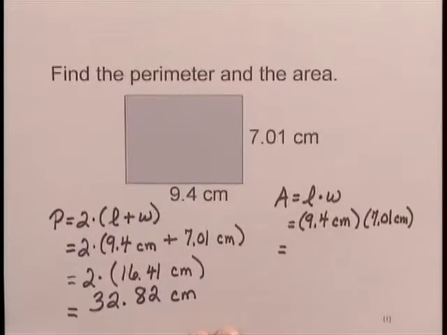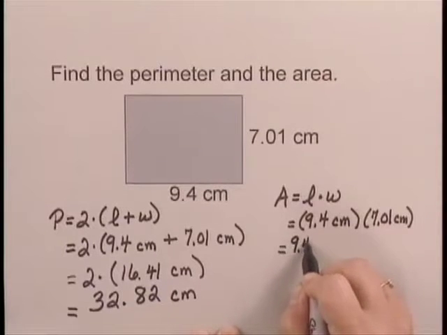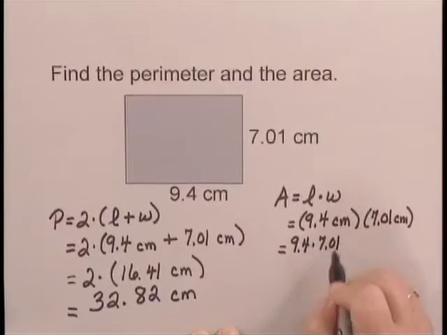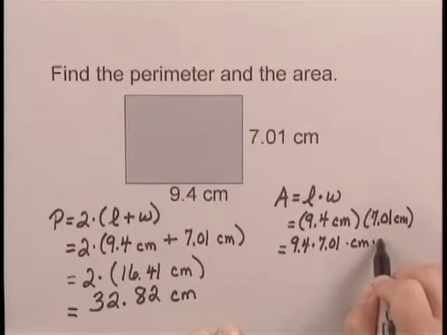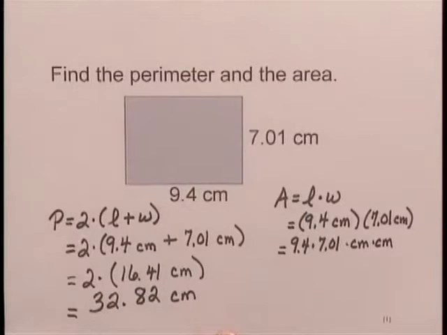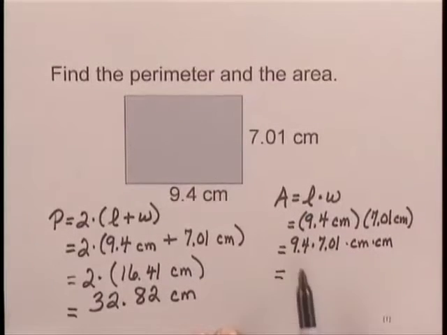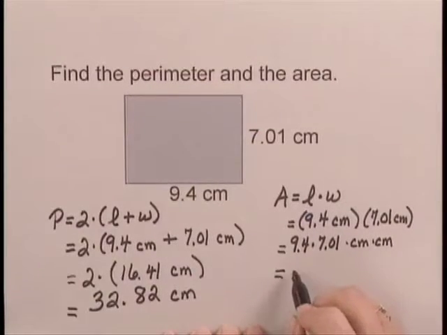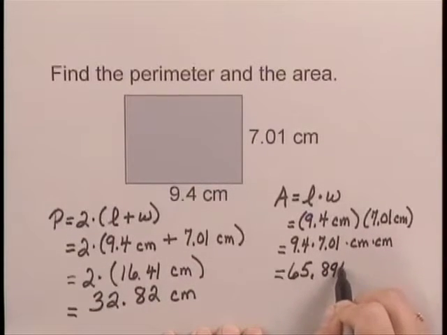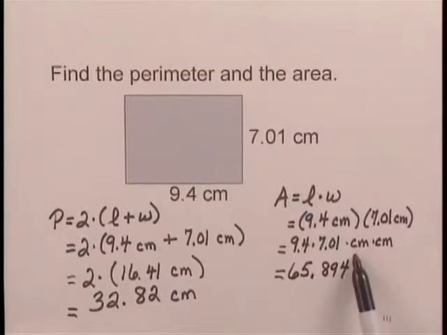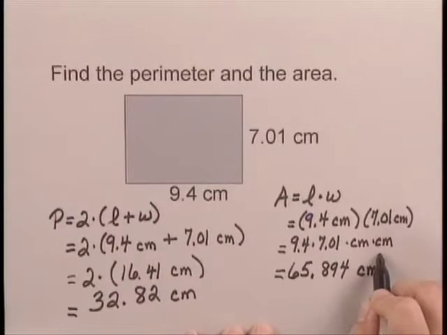Now to multiply, we multiply 9.4 times 7.01, and we think of multiplying the centimeters times the centimeters. We can think of units in this way. Carrying out the multiplication, 9.4 times 7.01, we would get 65.894. Now, since we have centimeters times centimeters, we write as our units square centimeters.